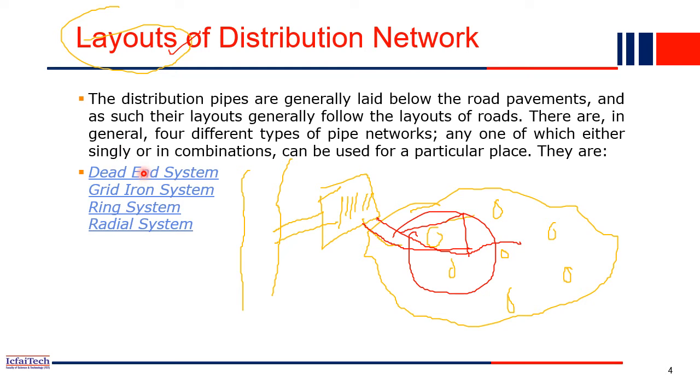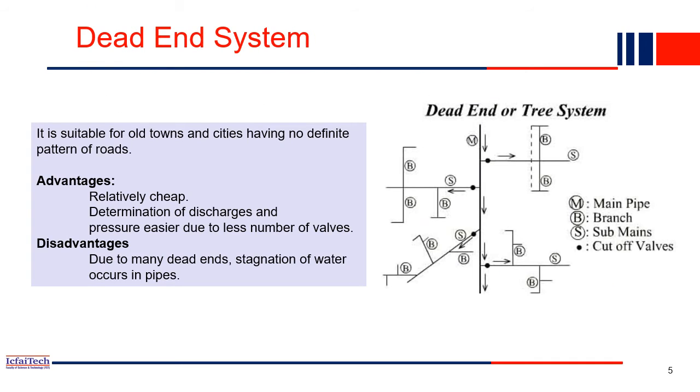Again, the cost of the distribution supply will also vary. If you choose some system, it may be cost effective, but during an emergency it may not deliver a good quantity of water. So each layout has some pros and cons. Depending on our requirements, we have to choose which layout we will use. Now we'll see each system one by one in detail.